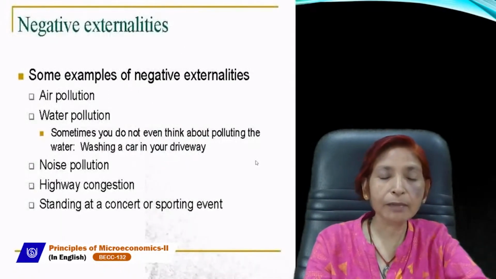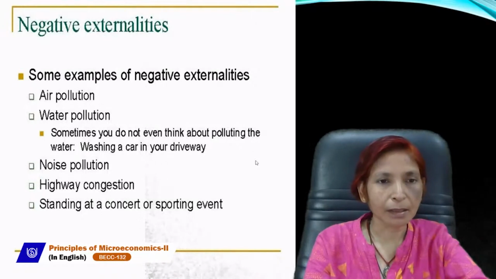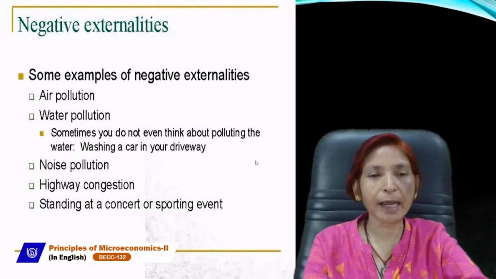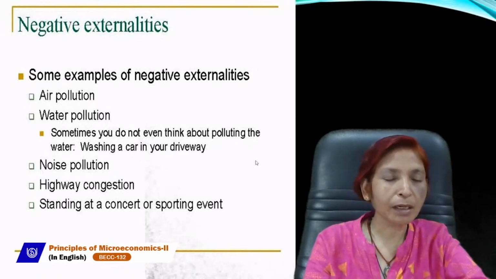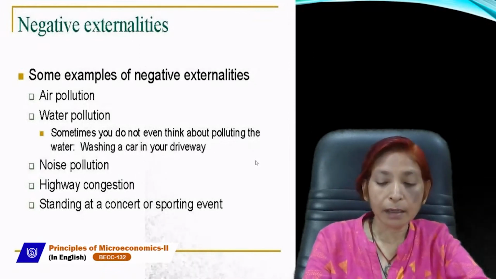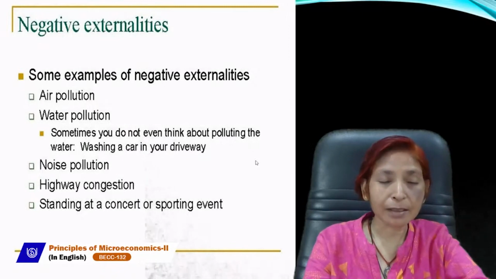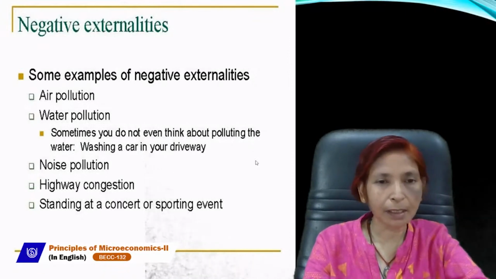Next is negative externality. What is negative externality? Negative externality means when the act of one person affects others in a negative way. For example, if a person is smoking a cigarette, smoking a cigarette means the person's act affects the environment and affects other people in a negative way. That is called negative externality.